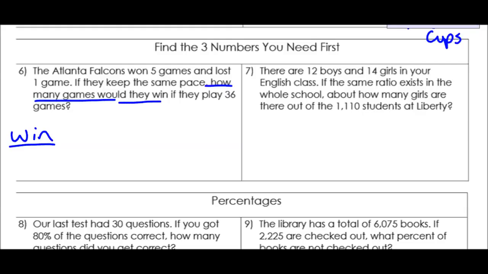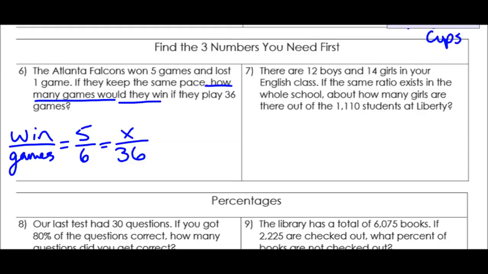And in the question, they're talking about how many games they play. It's not talking about their losses, it's talking about how many games they play. It's 36 games played. I'm just going to call that games, just the total games. If they win 5 games and they lose 1, they're playing a total of 6 games. So our first ratio is 5/6. We don't know how many they're going to win, but we know that they're playing a total of 36 games.